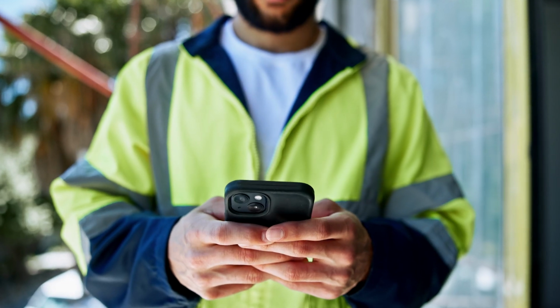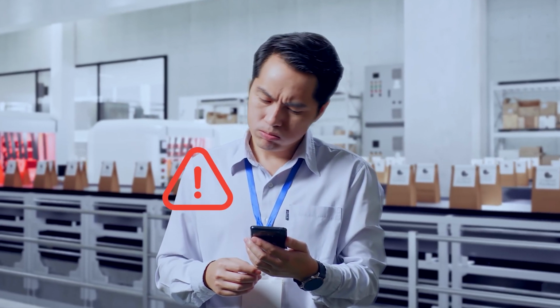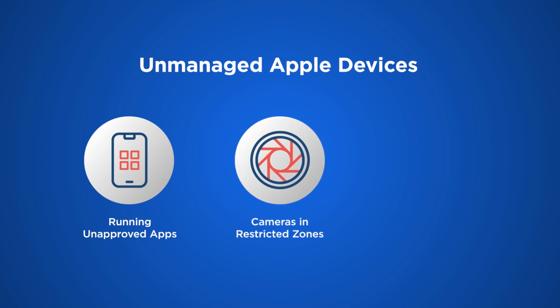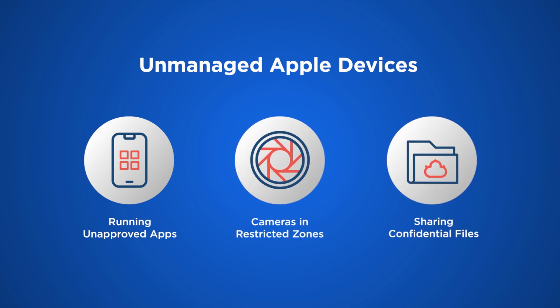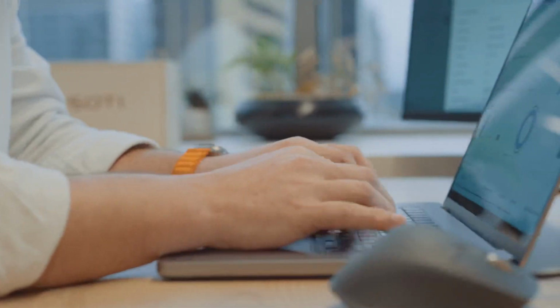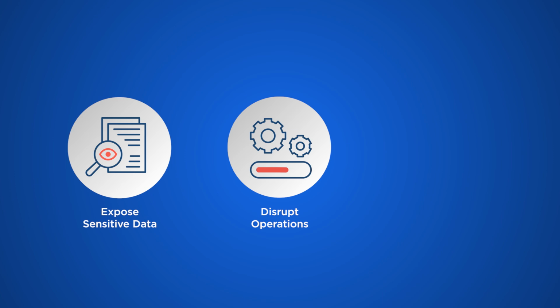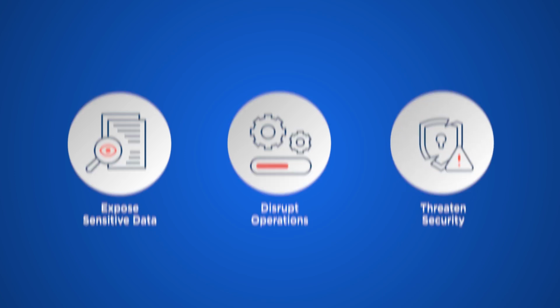What if your Apple devices suddenly act beyond your control? Unapproved apps running on corporate devices, cameras activating in restricted zones, and confidential files spilling out without warning. Without proper management, these vulnerabilities can expose sensitive data, disrupt operations, and threaten your organization's security.